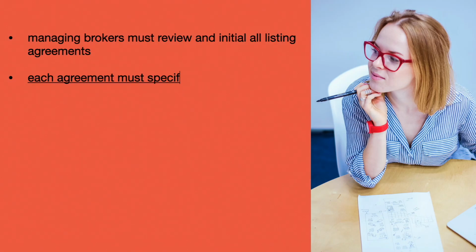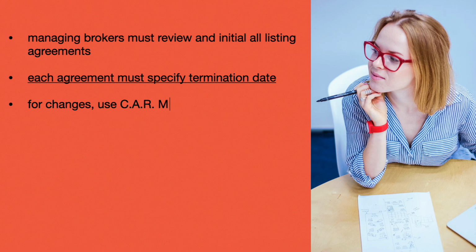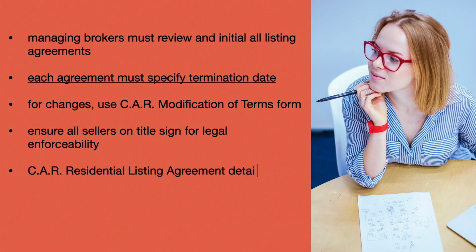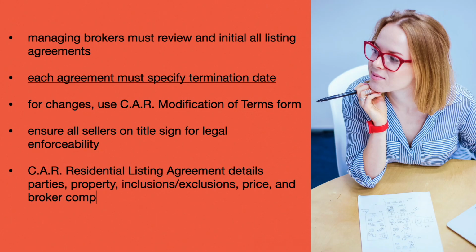If the clients want to change any terms of the listing agreement after signing, such as extending the listing period or the list price, the agent should use the CAR Modification of Terms form. It is important to have all sellers on the title sign the listing agreement so it is legally enforceable. The CAR Residential Listing Agreement specifies the parties to the agreement, the property for sale, inclusions and exclusions, listing price and terms, and the terms of broker compensation.